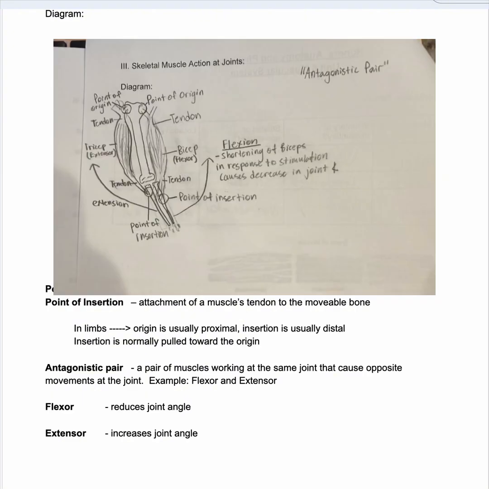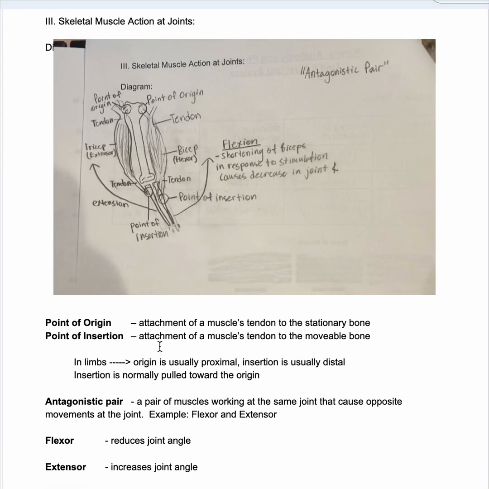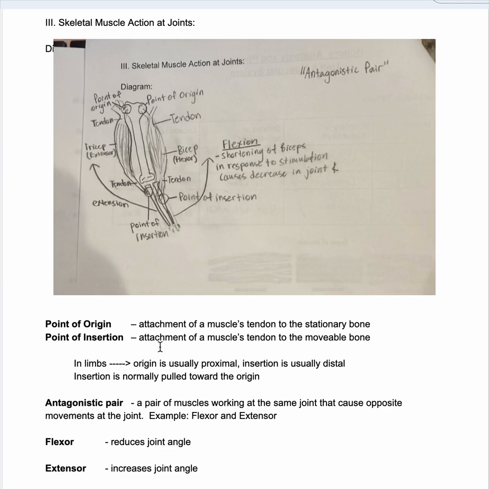I will insert a picture of the diagram that is supposed to go here, but we know the point of origin is going to be the attachment of the muscle's tendon to the stationary bone. So that's where the tendon, which we know attaches a muscle to a bone, is going to be specifically attached to the bone that doesn't move.